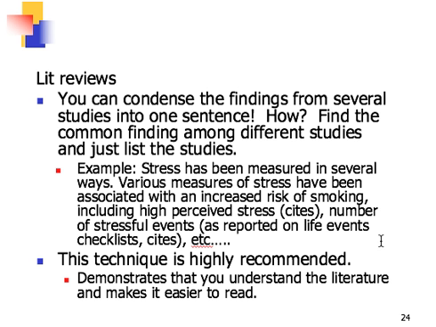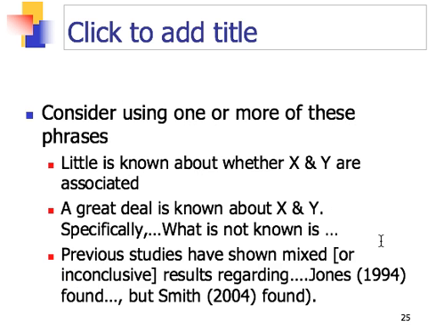When you're more advanced as someone writing a lit review, you'll really want to hone in and help the reader understand what is known and what is not known, and not just simply summarize. That's really not the goal of a literature review, just to summarize what's already been done, unless you help the reader understand what's missing and what they can look for in the literature. You might want to use phrases like this. Little is known about whether X and Y, some variables, are associated. Or a great deal is known about what those two variables are, or what's known about them, what's not known about them.